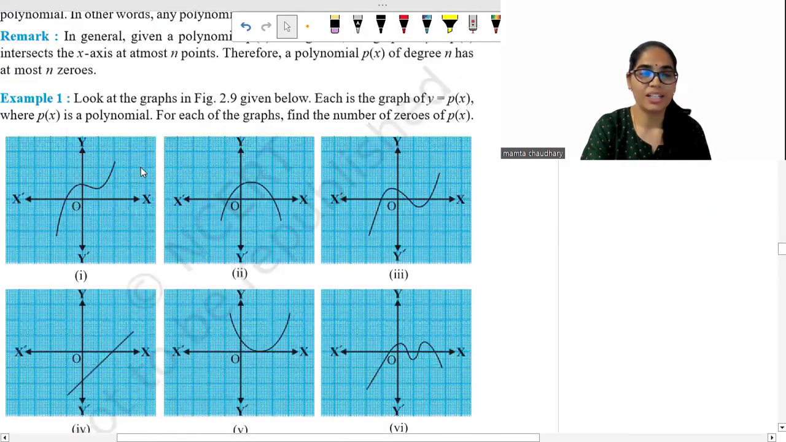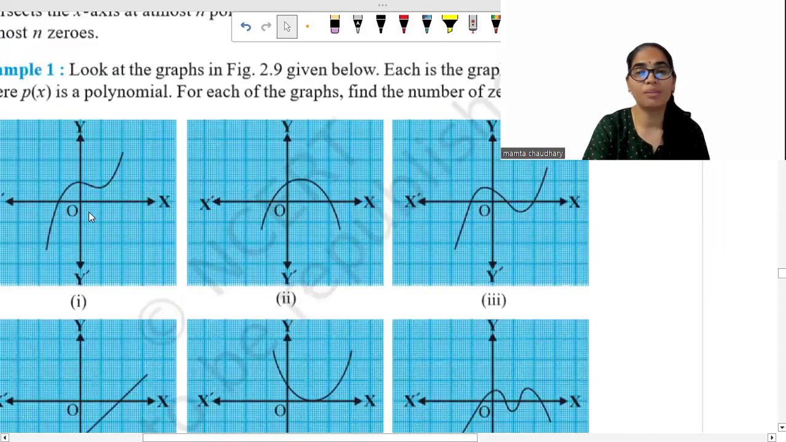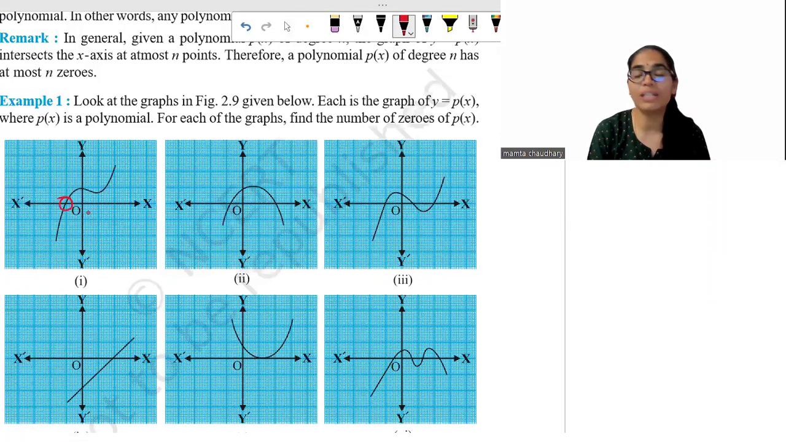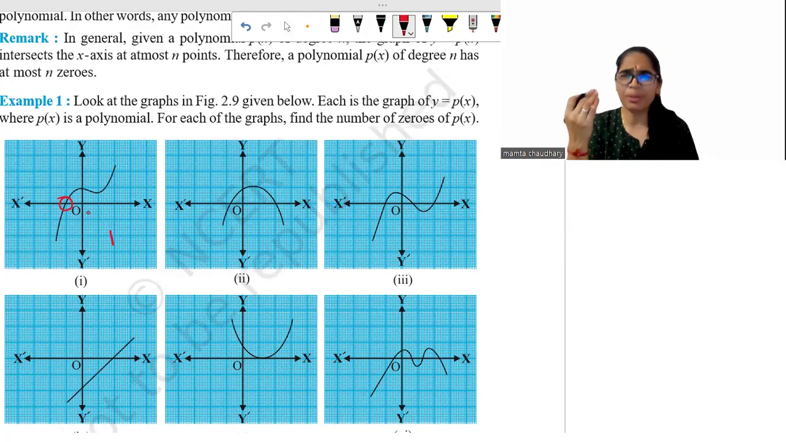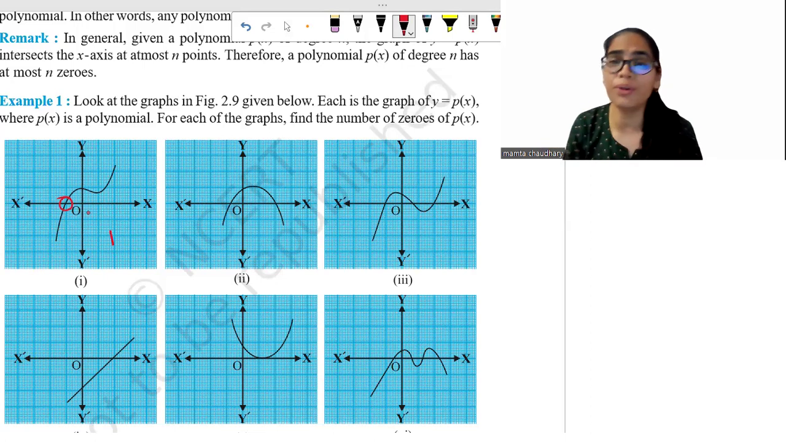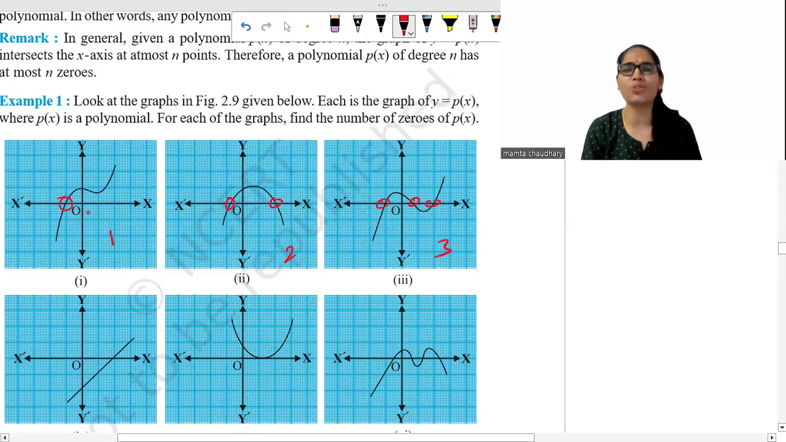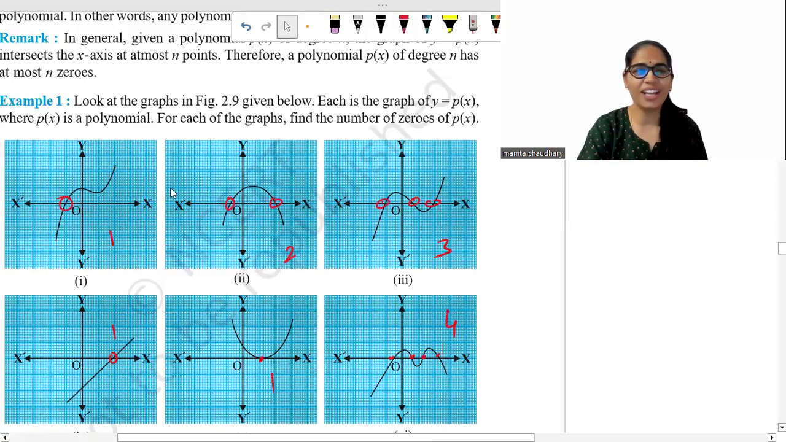Now here are some graphs and you need to tell the number of zeros in all these graphs. For this one, this is the only place where it is touching the x-axis. Number of zeros, 1. Here, quickly tell me. Don't wait for me to tell you. You can also tell quickly and cross-check your answers. Here, how many? Quickly, 2. Very good. Here, 1, 2, 3, 3 zeros. Very good. Here, 1 zero. Here, 1 zero. Here, 1, 2, 3, 4, 4 zeros. Very nice.